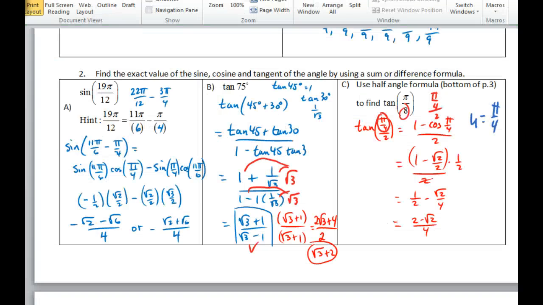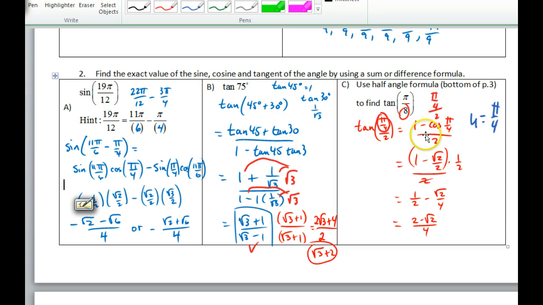Looks like I did that one wrong. So I need this one to be the sine on the bottom here, so that this would have to be sine of pi over 4. So I have to change that. And so I get 1 minus square root of 2 over 2 all over square root of 2 over 2.